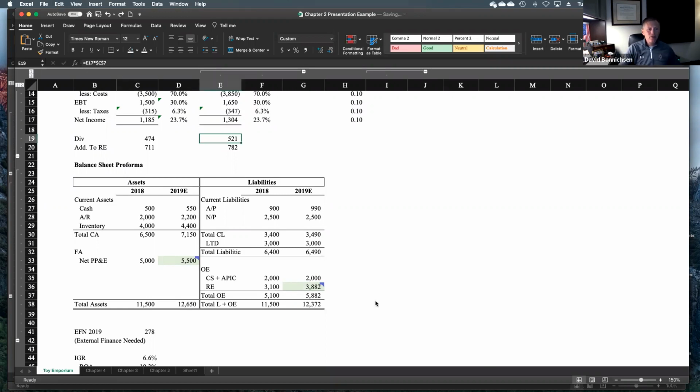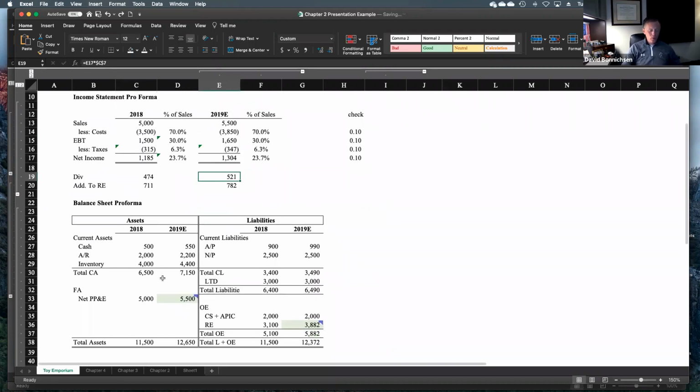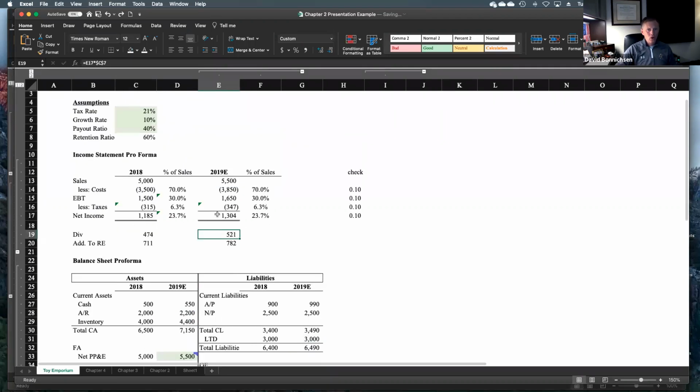So this is how the pro formas get developed. We have our actuals. So we were given the actual data for 2018. We build the income statement. We build the balance sheet. We're given some assumptions, tax rates, growth rates, payout ratios. And by definition, the retention ratio is whatever's left over. So 1 minus the payout ratio is the retention ratio. And then we start building the estimate for the next year.